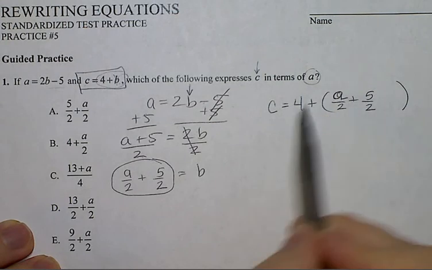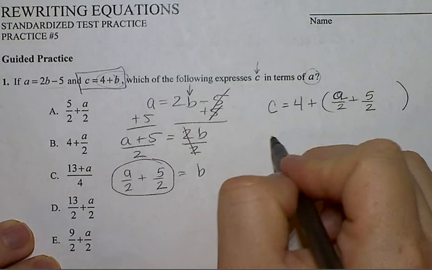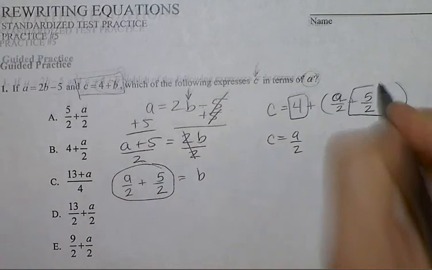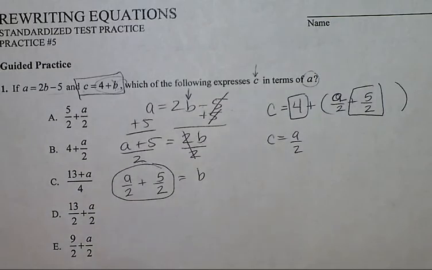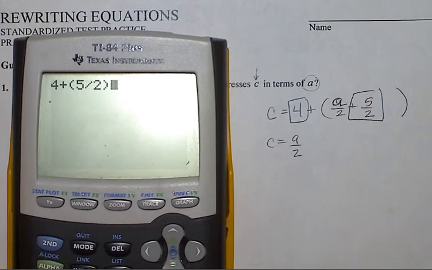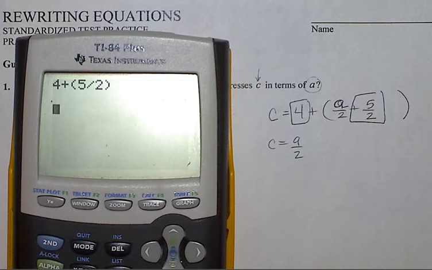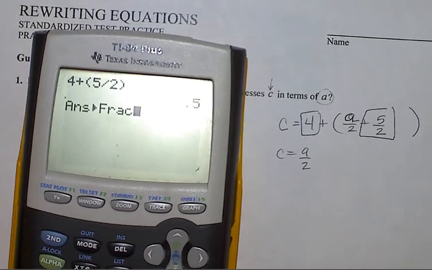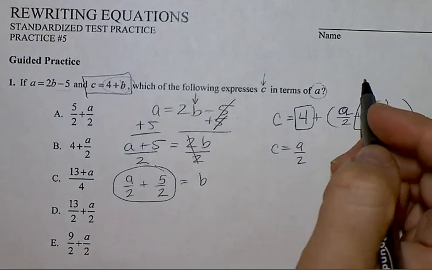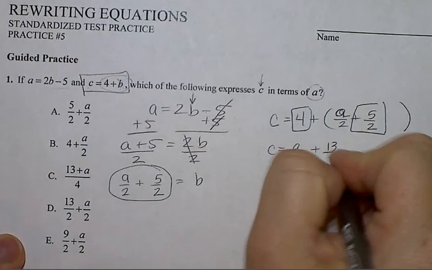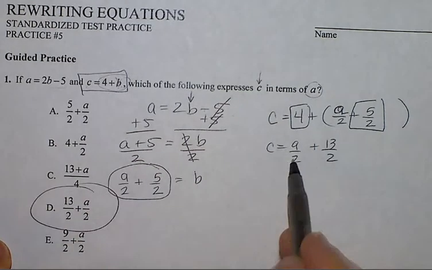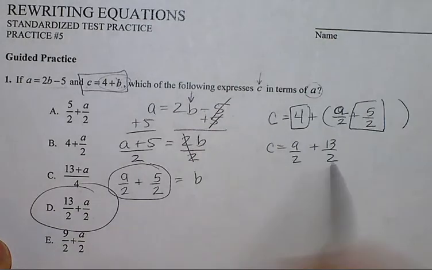Okay, so combining like terms, I only have one term that contains an A. The first and the last terms do not contain A, so I'm going to use the calculator to quickly combine them. 4 plus 5 halves. Then I'm going to turn it into a fraction by hitting math, fraction, enter, enter, and it's equivalent to 13 halves. Looking at my options, option D is the correct answer. It contains a positive A over 2 and a positive 13 over 2.